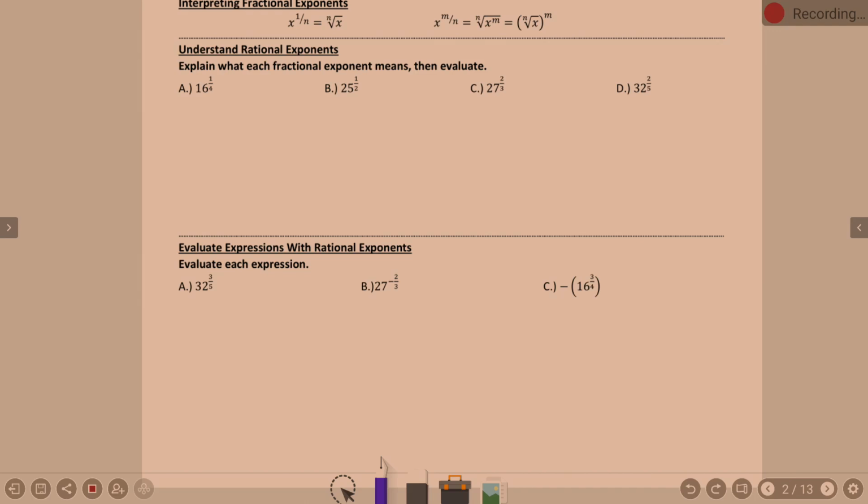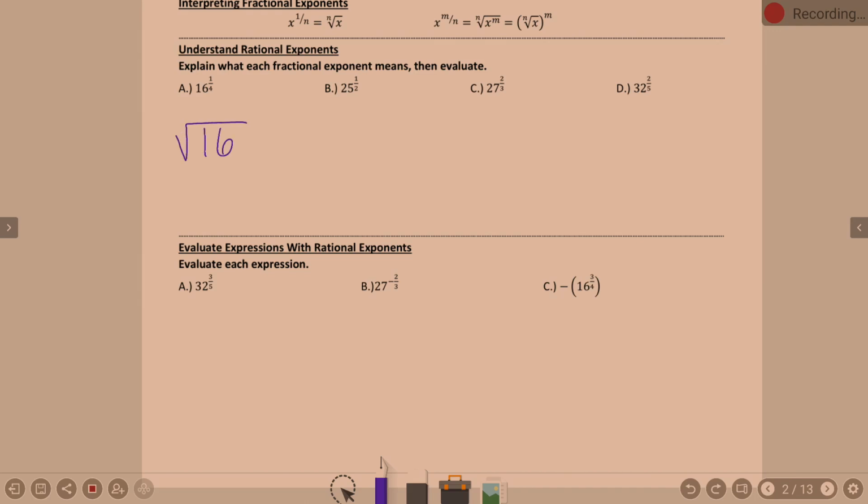Okay? Now, the directions here on this first section ask us to explain what each fractional exponent means and then evaluate. I'm not going to do your typical explain, because when you hear explain, you usually think you're going to have to use words. I'm not going to make you use words. I'm just going to ask you to write it in radical form. So what do we mean when we say 16 to the 1/4 power? What am I asking you to find? The fourth root.